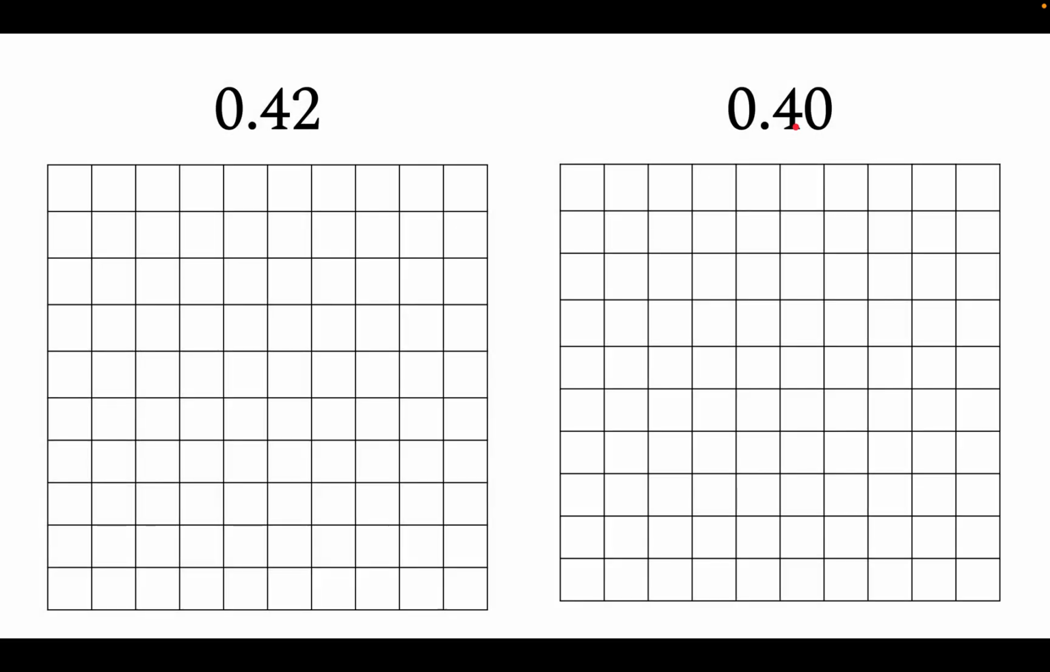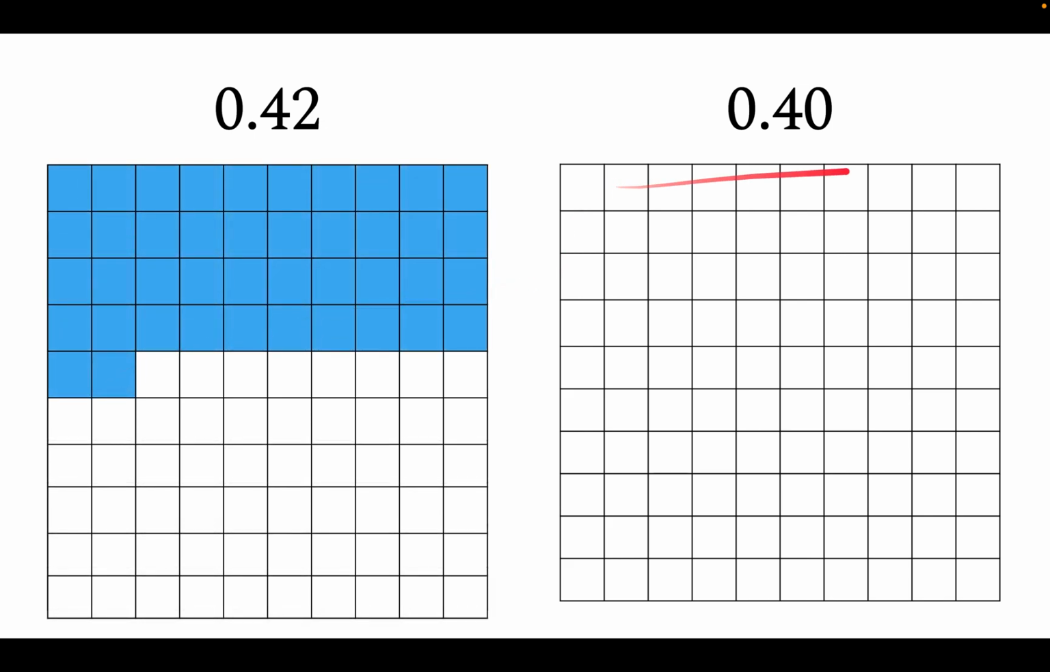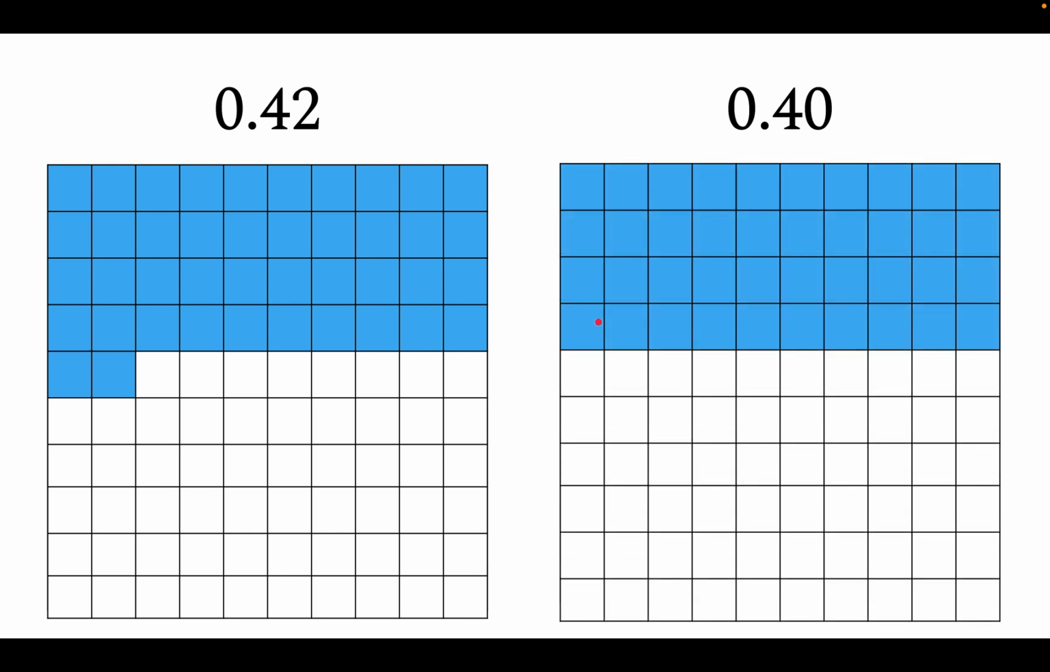Now we have 42 hundredths and 40 hundredths. So I would shade in 42 of these hundredths and 40 hundredths. I can see that 42 hundredths is greater than 40 hundredths.